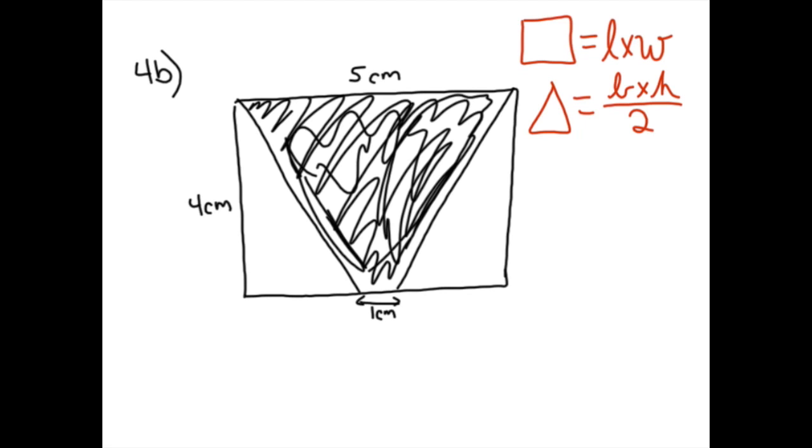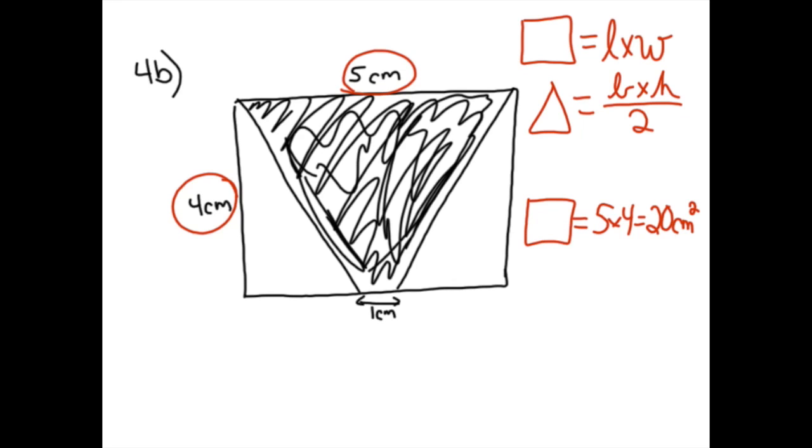So let's begin by finding the area of our rectangle. The length of our rectangle is going to be 5, and the width is going to be 4. They just label it right there for us. They label the two sides. So our rectangle is going to be 5 times 4 centimeters, which is 20 centimeters squared.